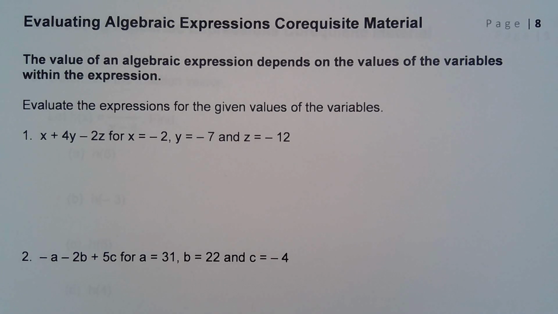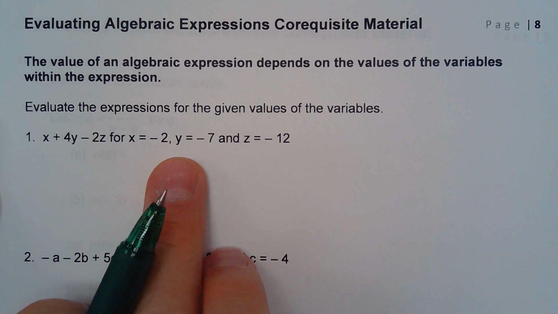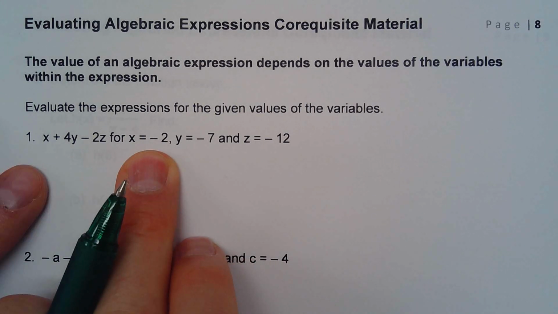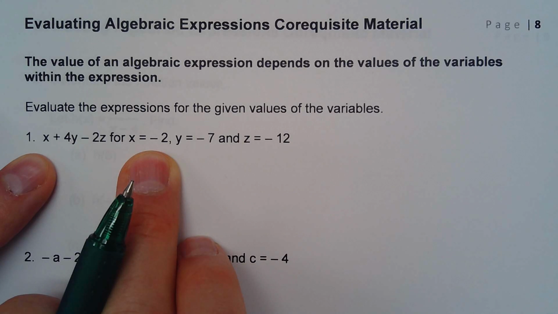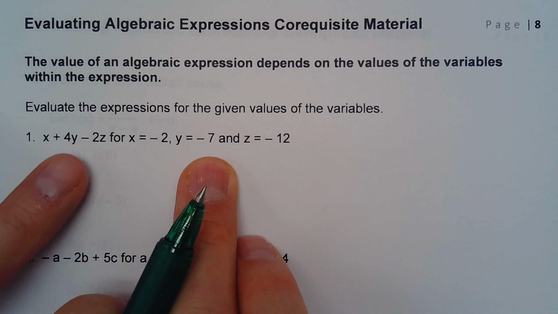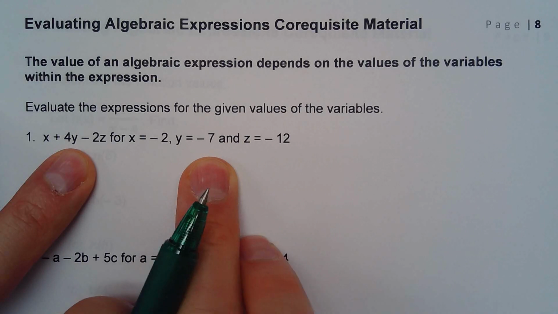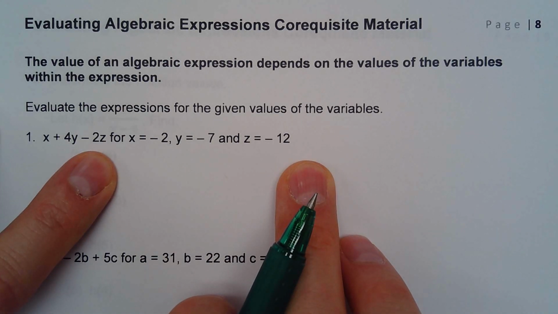Evaluate the expressions for the given values of the variables. So what they mean here is that wherever I see an x in this expression, I'm going to replace it by a -2. Wherever I see a y, I'm going to replace it by -7. And wherever I see a z, I'm going to replace it by a -12.